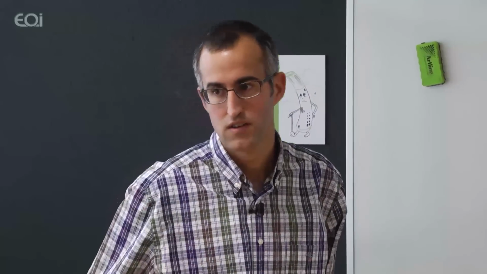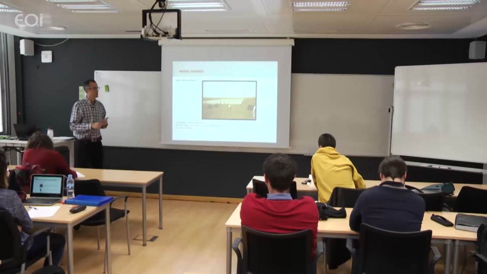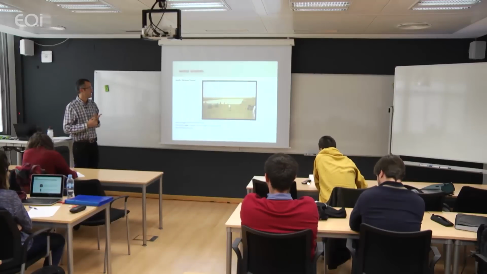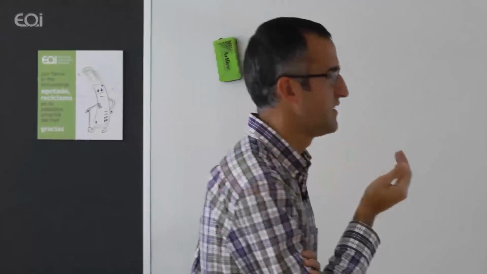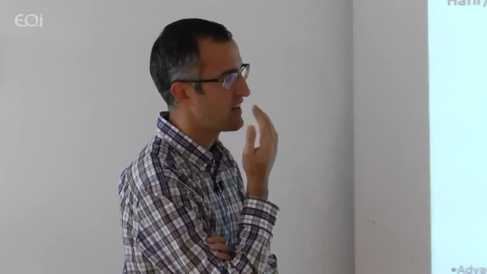So it's going to solve some problems, but not all. Right, so this is a river or stream catchment. This is very common in Africa. It is called hafir, birkat, or pond, depending on the place. There is not an English word for that, so it's, well, pond maybe, pond in French. Okay. What is that? It's an artificial lake.